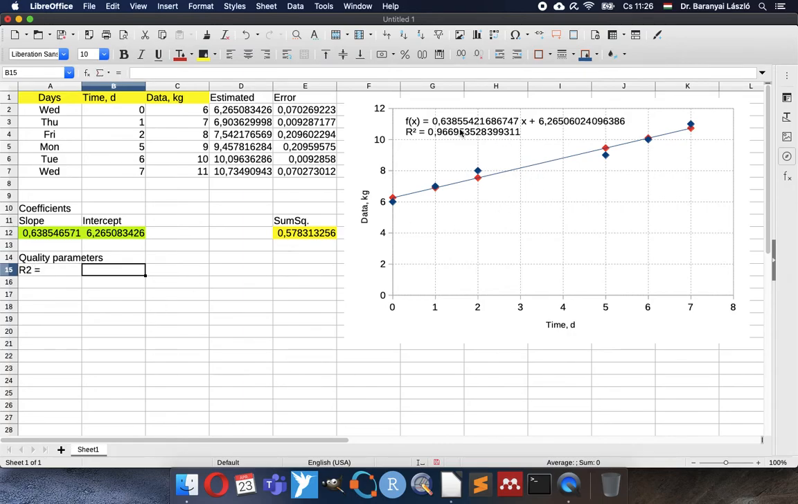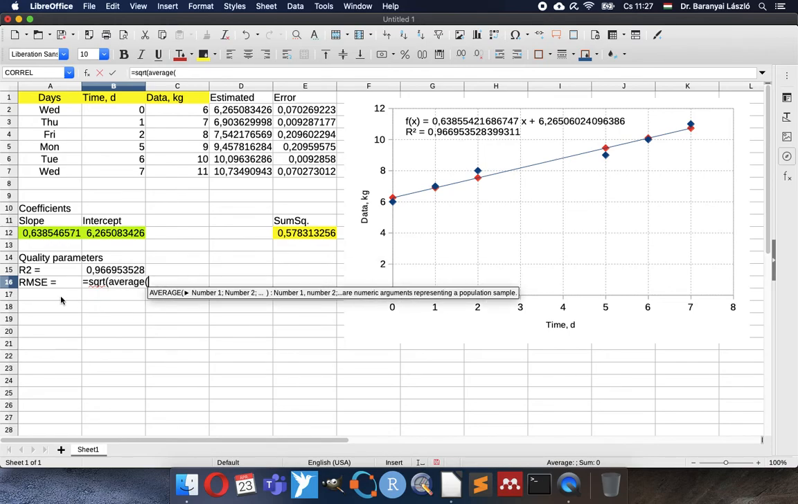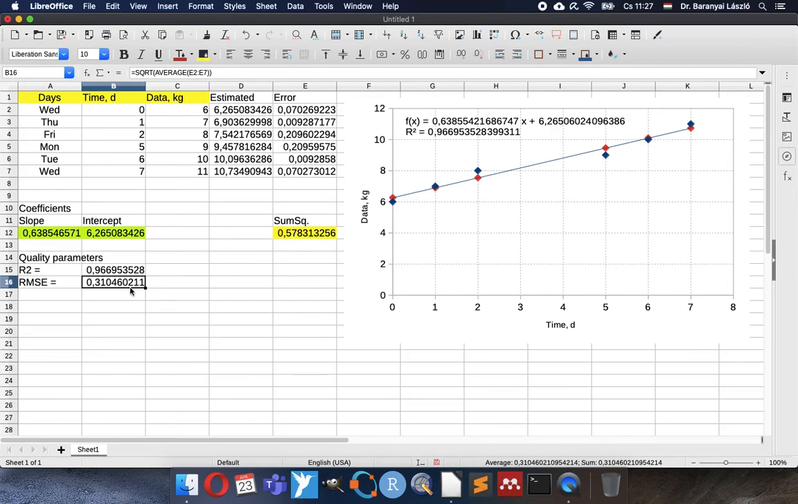For example, the R-squared value, which is here as a determination coefficient, can be calculated as a correlation value between data and the estimation, what we calculated by our function, but we would like to use the R-squared value, so we square it, and you can see that we obtained the similar quality parameter to it. The second very popular is root mean squared error, which calculates exactly what it sounds for. It calculates the square root of the average of the squared errors. This way, it can say what is the typical distance between our estimation and the measured point. So it is exactly in the same units like our data, for example, in kilogram.